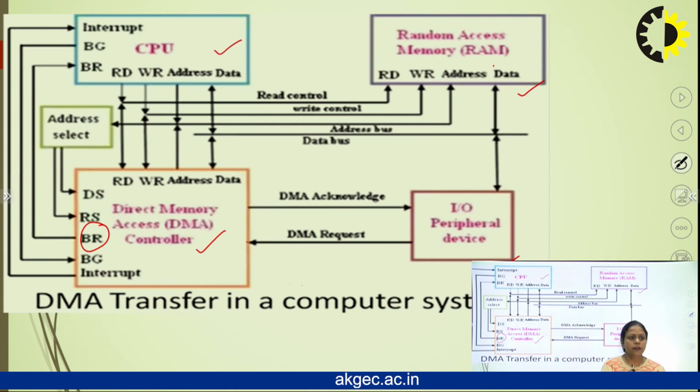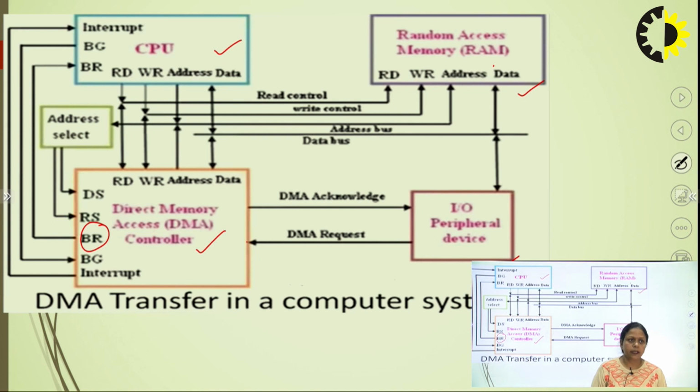Fine. When the bus request is sent by the direct memory access controller to the CPU, what will happen? Then the CPU will relinquish or send the control of the buses to the direct memory access. But before sending all the control to the direct memory access controller, it will initialize the DMA controller. It means it will send some important information to the direct memory access controller.